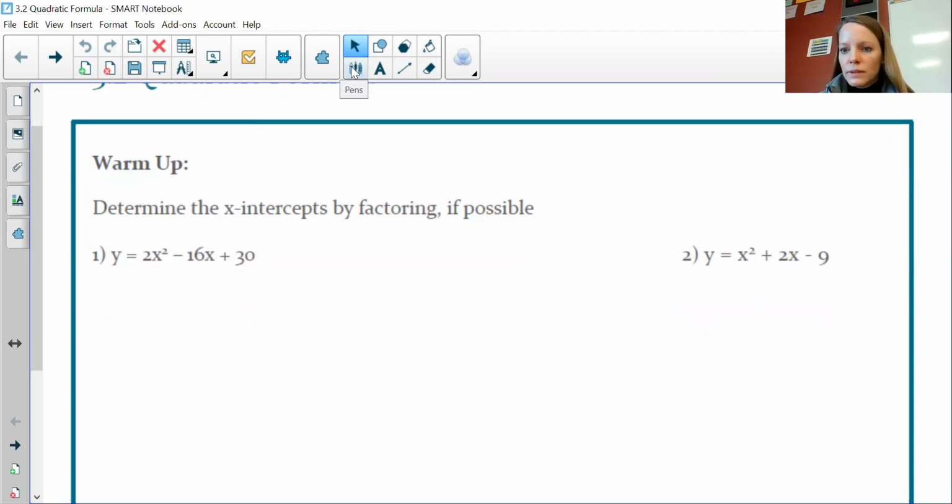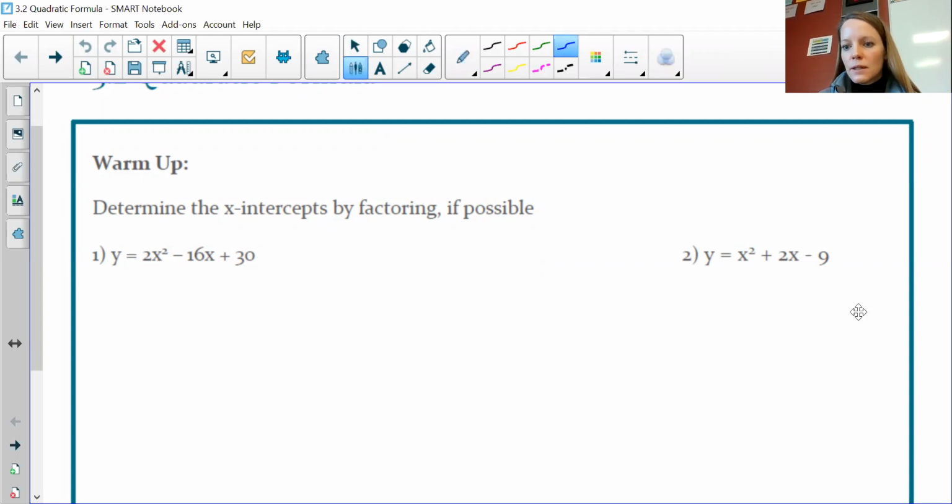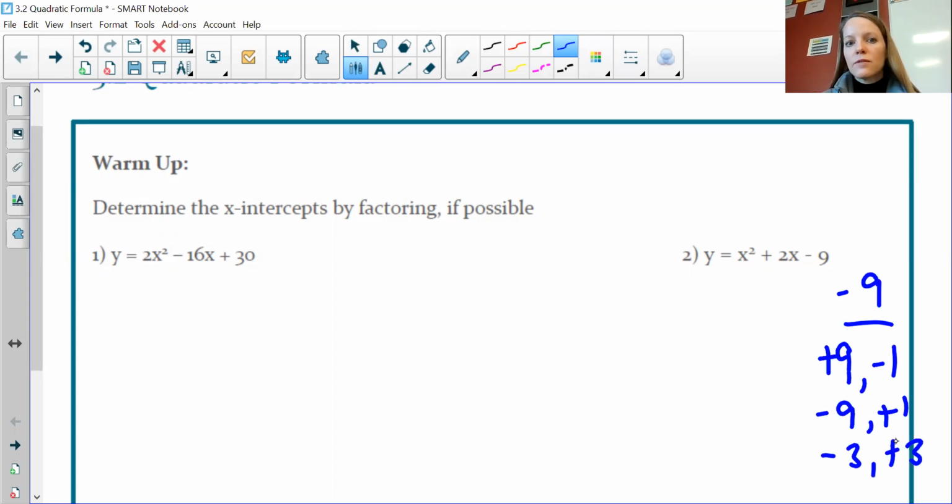In the second one, factors of -9 that give you +2. So when you're brainstorming factors, 9 has 9 and 1, which one's got to be plus, one's got to be minus in order to give me a -9. And it has 3 and 3. None of those factors add to give me +2. So this one is not factorable.